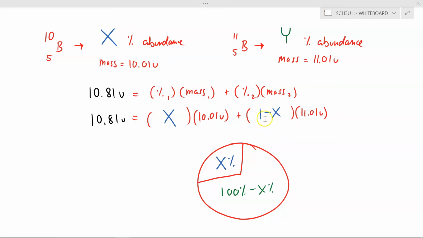But why am I using 1 minus X? Shouldn't it be 100% minus X? Remember, percent means out of 100. So 100% divided by 100 is equal to 1. And that's where the 1 minus X comes from.